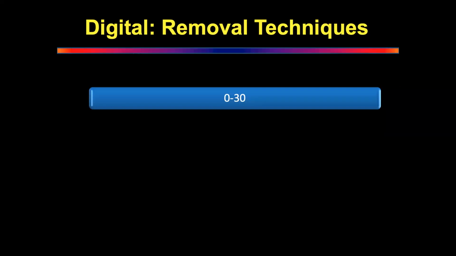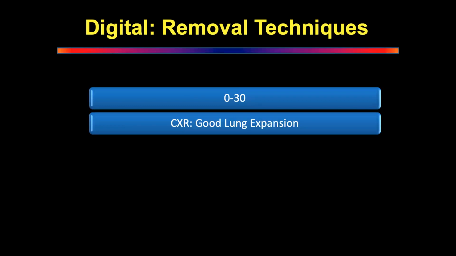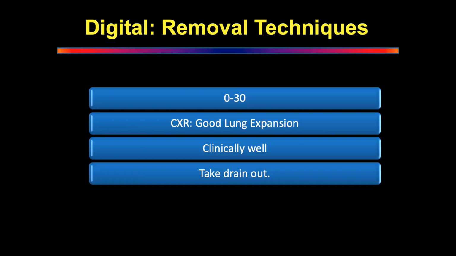In a digital suction device, how do you take it out? Bhushan, you know this, tell me. The suction should be on while removing the chest drain. Good. And the air leak should be less than 30 ml per hour, and the 12 to 24 hour graph should be a flat line. Chest X-ray, clinical and radiological good lung expansion, and you take the drain out.